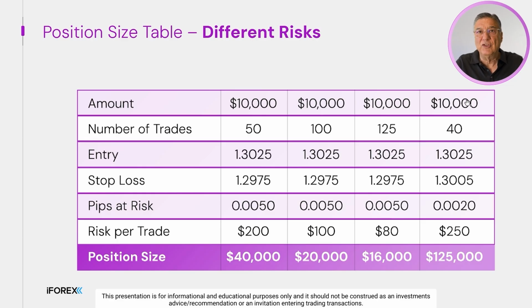One more example. Now, the trader decides that they want fewer trades per $10,000. So 40 trades. Now the entry is the same, but the stop loss is different. It's a different trade, guys, right? So we have 20 pips at risk and $250 risk per trade. How come we get 250? It's $10,000 divided by 40, right? Now divide $250 by 0.0020 and the position size is $125,000.